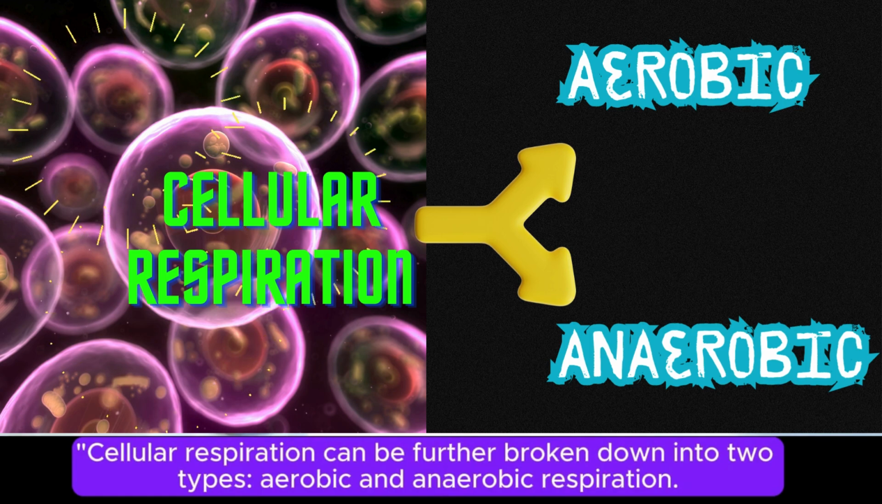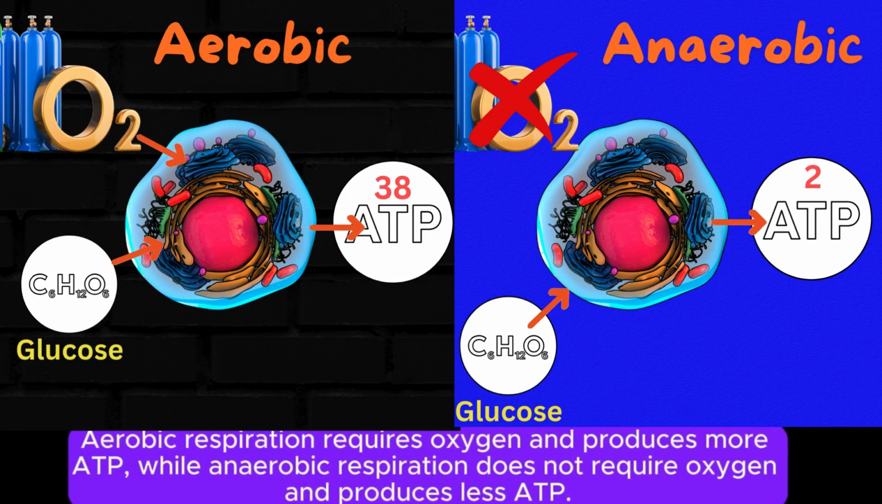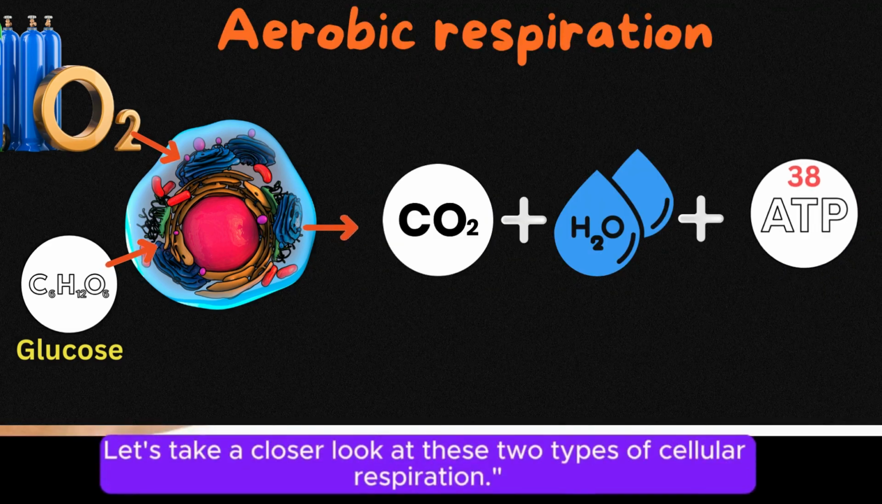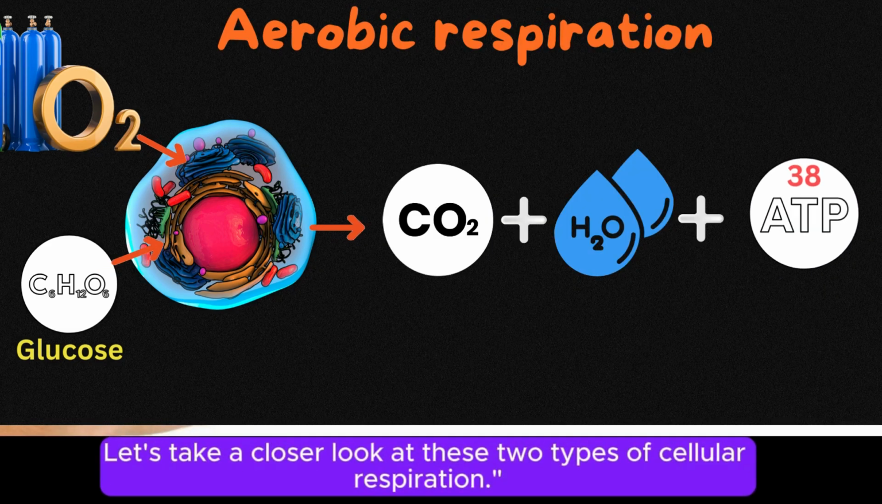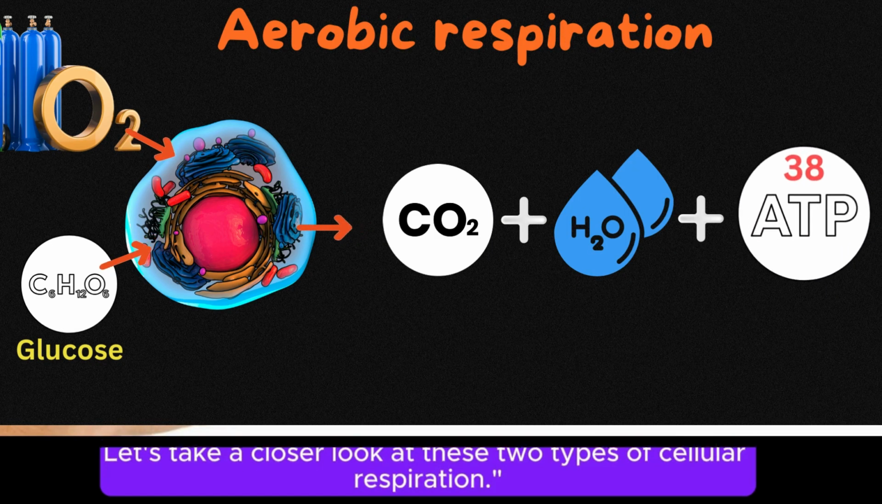Cellular respiration can be further broken down into two types: aerobic and anaerobic respiration. Aerobic respiration requires oxygen and produces more ATP, while anaerobic respiration does not require oxygen and produces less ATP. Let's take a closer look at these two types of cellular respiration.